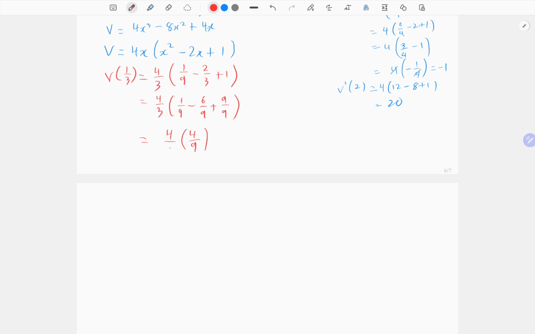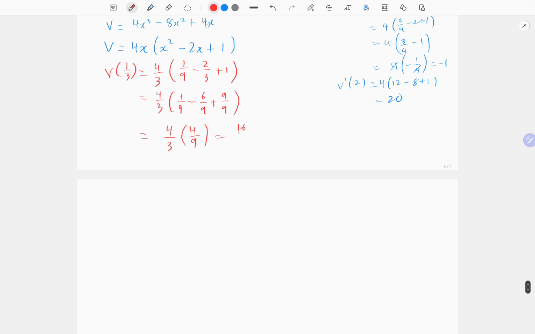And so everything is 4 over 3 times 4 over 9. Yeah, so it'll be 16 over 27. So the maximum volume you can get is 16 over 27.